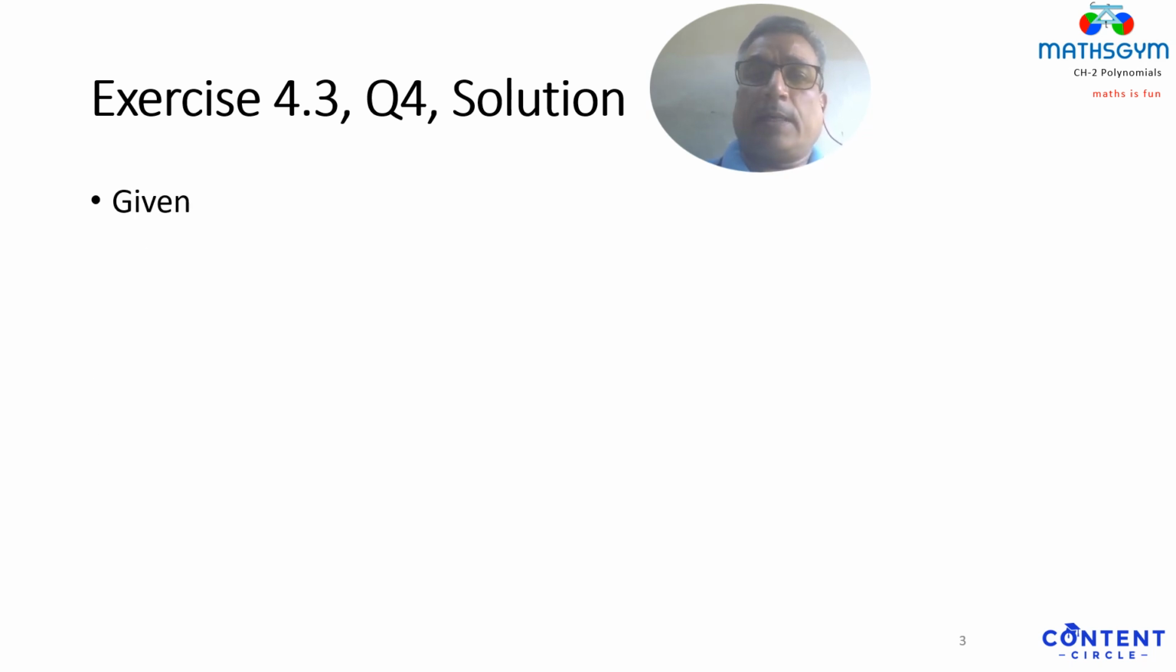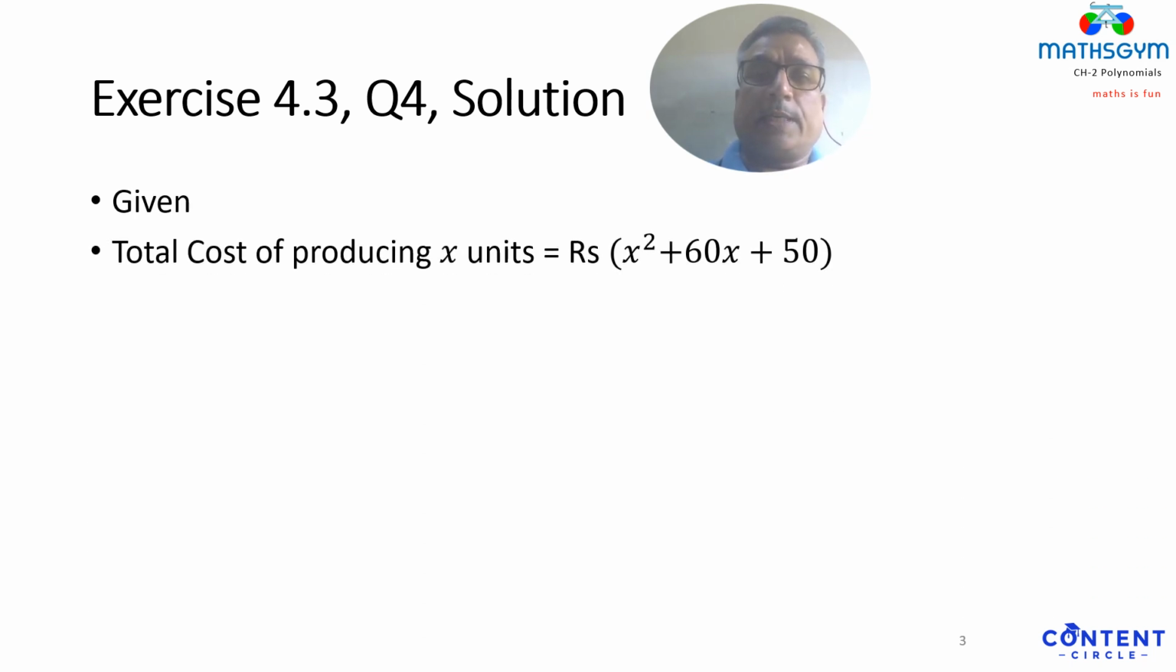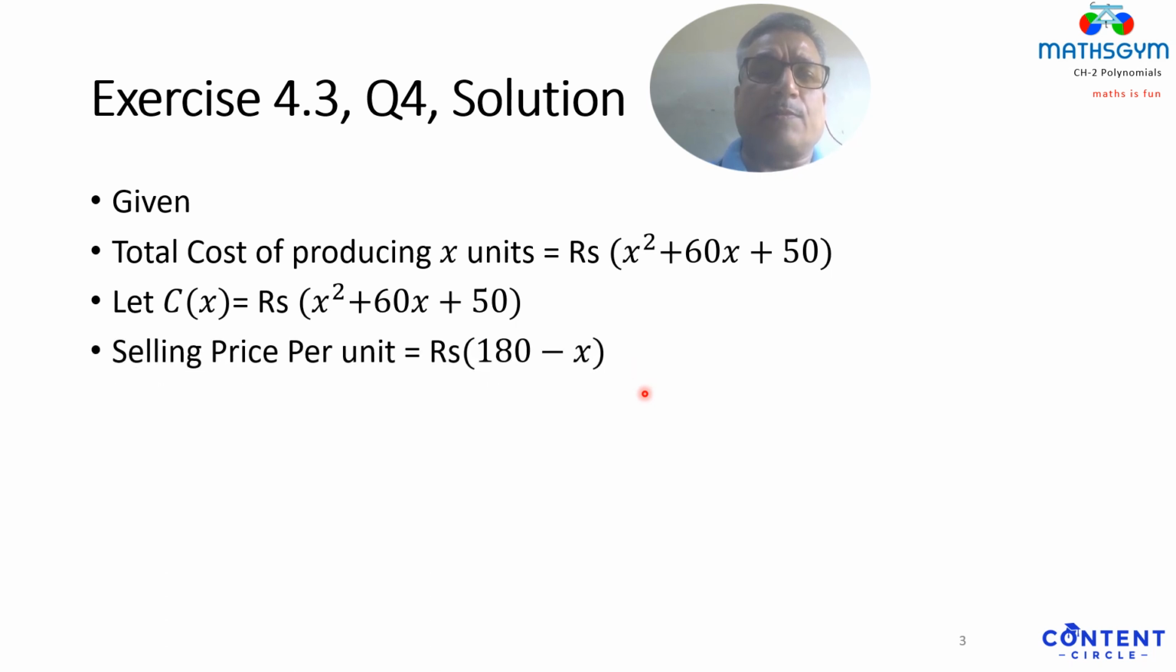We have been given that the total cost of producing x units is rupees x square plus 60x plus 50. Giving this function a name as C(x) because it's an equation in x, let's call this the cost function C(x). It is rupees x square plus 60x plus 50. Selling price per unit is given as rupees 180 minus x. Now this is what is given in the question just as price per unit. It is selling price per unit.